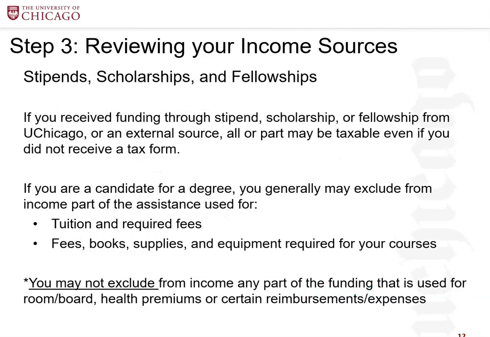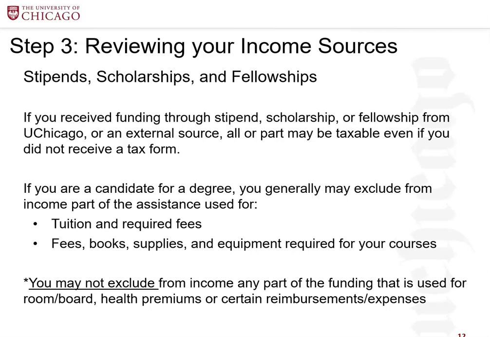Stipend, scholarship, and fellowship income. So if you received funding through a stipend, scholarship, or fellowship from University of Chicago or an external source, all or part of that income may be considered taxable even if you don't get a tax form for it. Now, some of you will get a tax form for it, and we'll talk about that in a little bit.